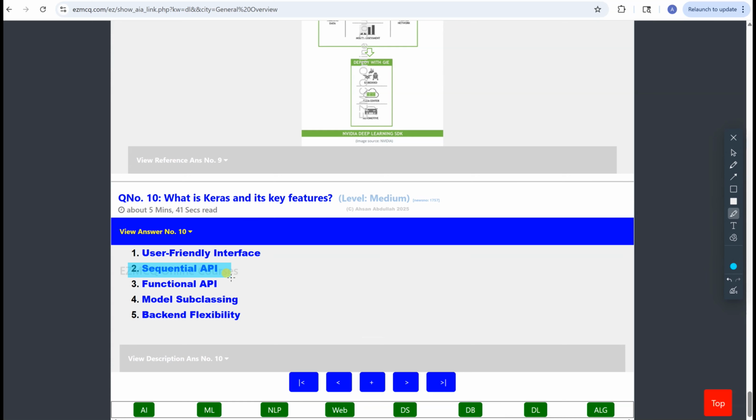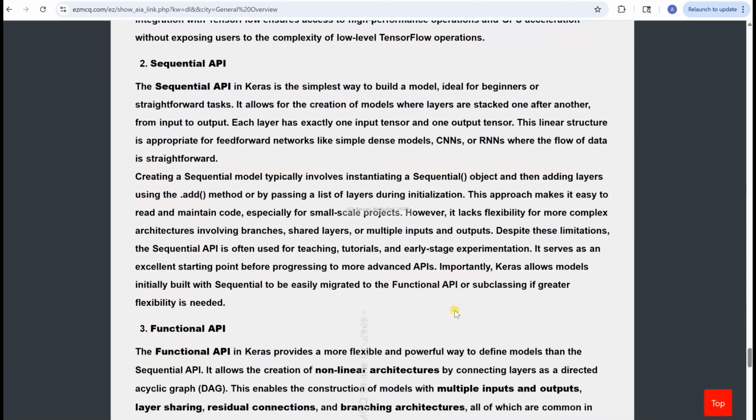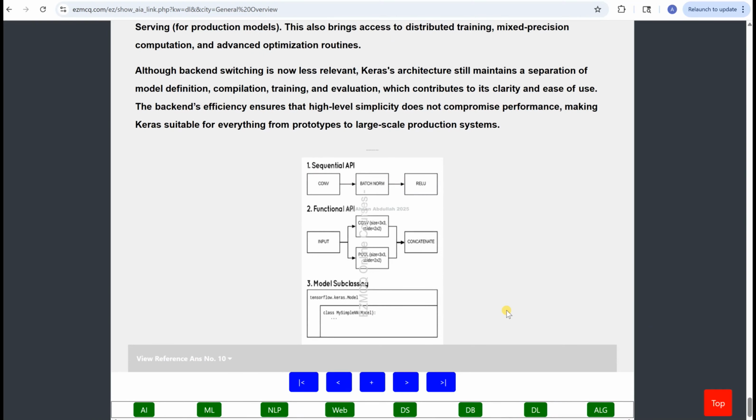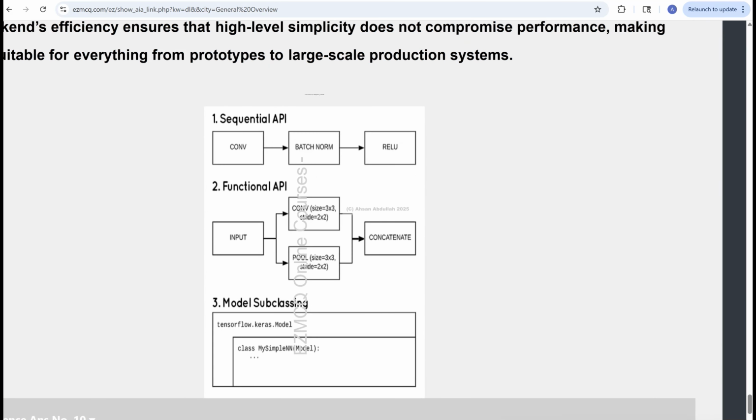Then there are sequential APIs. Let me show you the diagram for Keras also, and we can go over it. The sequential API allows for easy model building. You can stack the layers one after the other, which results in a simple architecture with a single input and output, for quick development and learning. That helps at the beginner level.